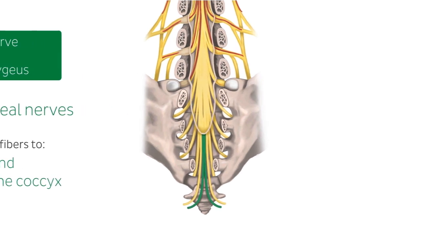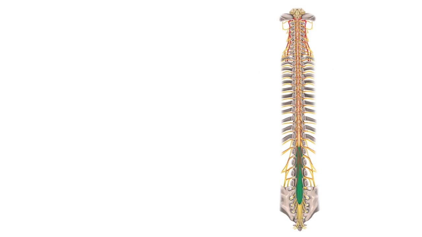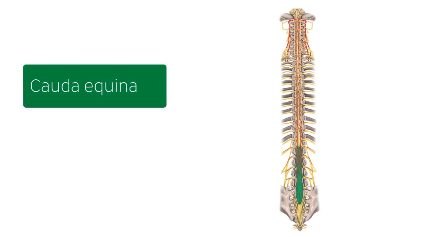Having covered the spinal nerves, let's move on to look at this structure seen here highlighted in green, which is known as the cauda equina. The term cauda equina comes from the Latin meaning horsetail.